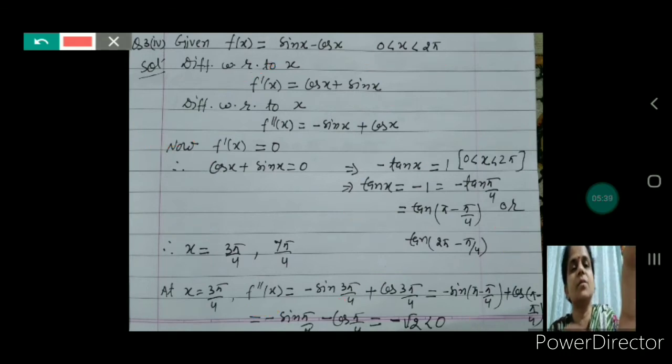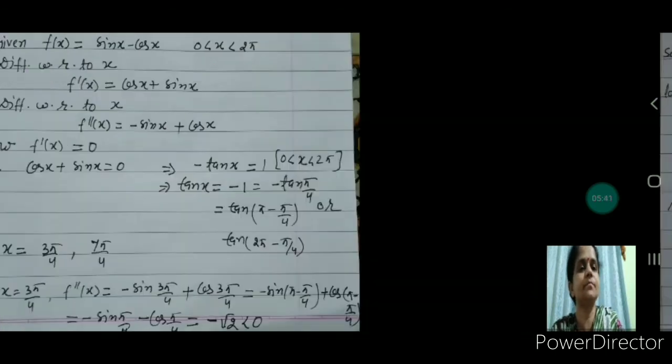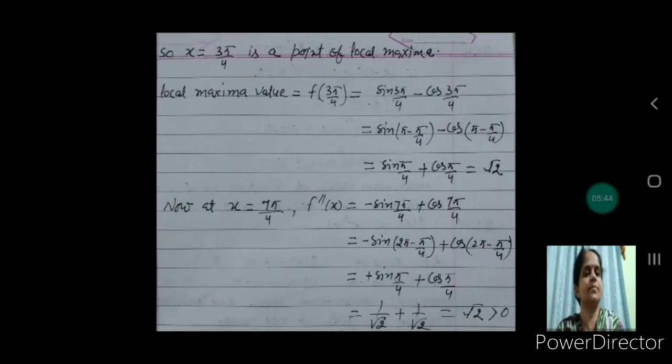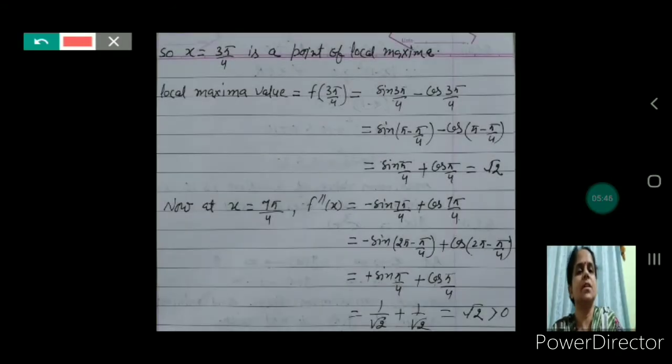Okay, and now next step: x is equal to 3 pi by 4 is a point of local maxima. Now find the value of the function at 3 pi by 4. So here sin 3 pi by 4 and cos 3 pi by 4. You will get, students, sin pi by 4; in the second quadrant sine is positive, and in the second quadrant cos is negative.